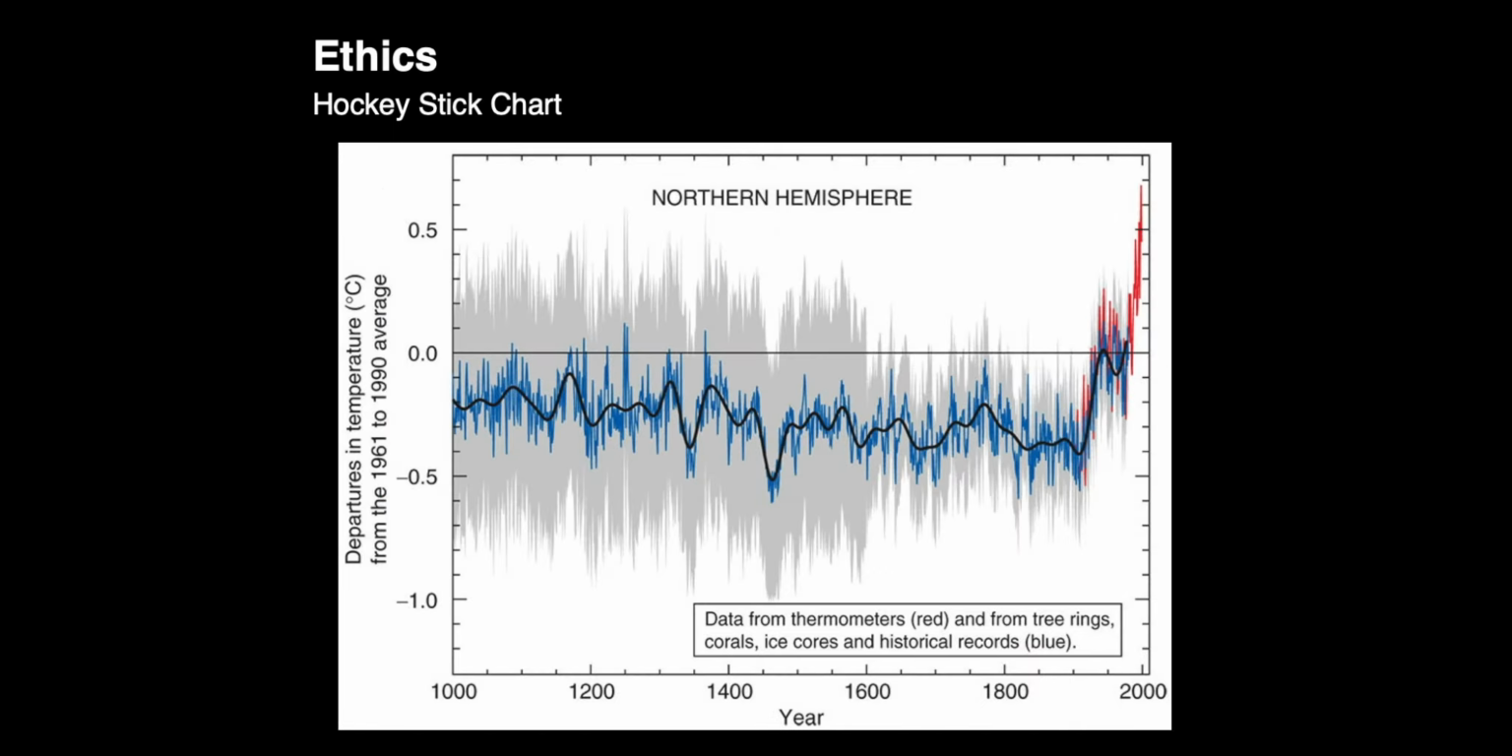So here's an example of a visualization that hits on all of the ethical points that we talked about earlier. This chart is comparing the temperature data in the northern hemisphere to data taken from tree rings, coral, ice cores, and historical records. The temperature data is displayed in red, and the other data sets are represented by blue. The gray values represent the potential margin of error for unknown data.